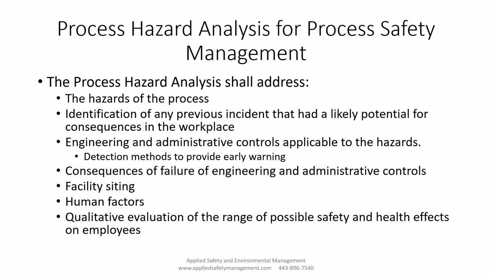So let's look at what we have to address in the process hazard analysis. So we've already talked about the different ways that we can do it. And so here's basically a laundry list right from the standard itself. We're going to look at the hazards of the process. We're going to identify any previous incident that had a likely potential for consequences. So when we think about a near miss, we find a leak but nobody got hurt, things like that. Let's go back and look at the previous things that we have out there.